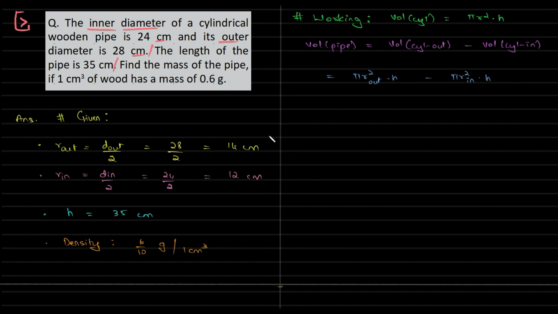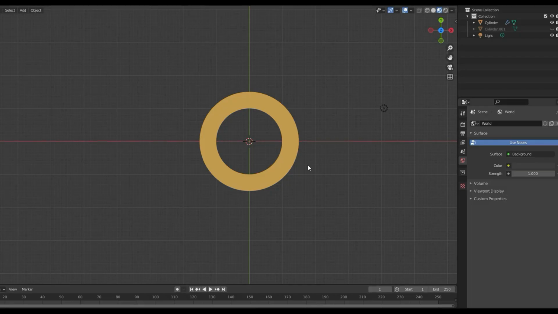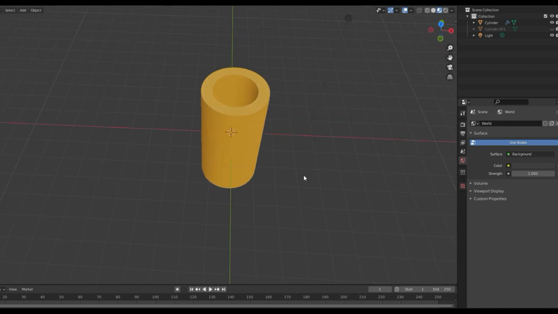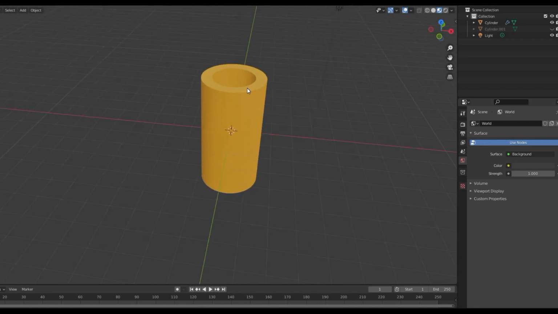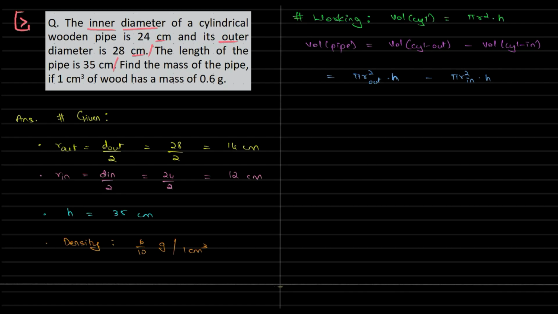into h. So my question to you guys is, why have I not written any subscript like out and in for h? H is the same at both ends. As you can see, the pipe has the same height from here till there. It doesn't matter if it's inner or outer. It's flat, right? At both ends, so it is the same.